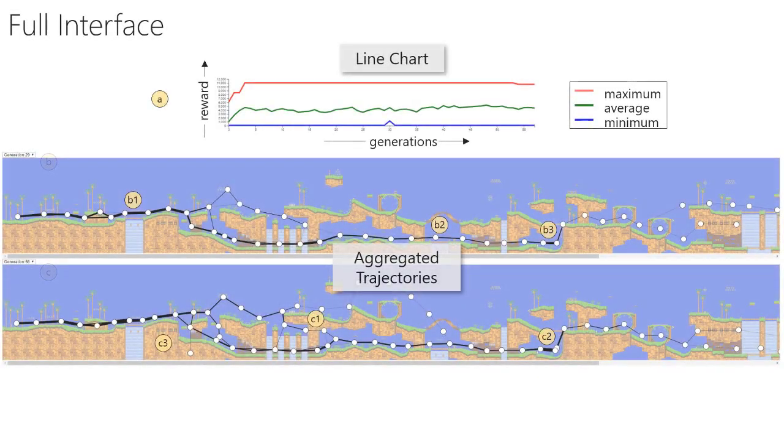The interface consists of two components, a line chart at the top and aggregated trajectory visualizations in the middle. The line chart plots the minimum, average and maximum reward values received by agents in each generation. The chart gives an overview of how agents performed across generations.